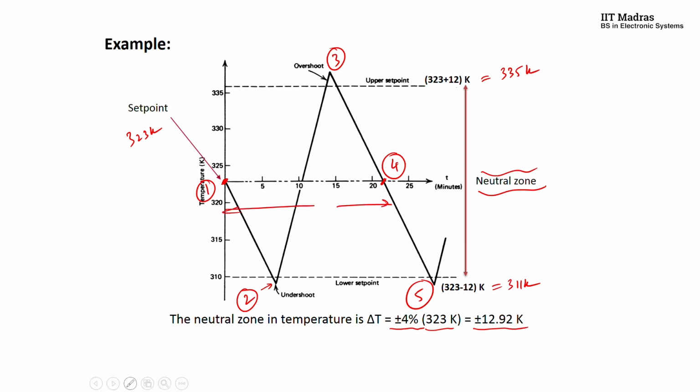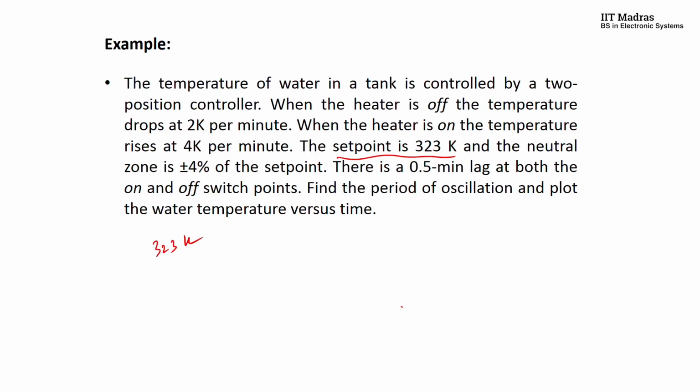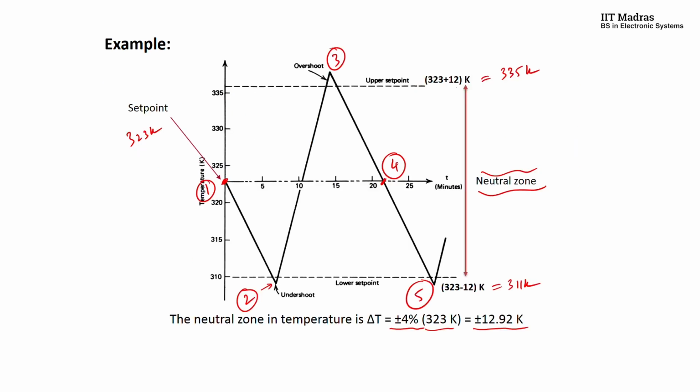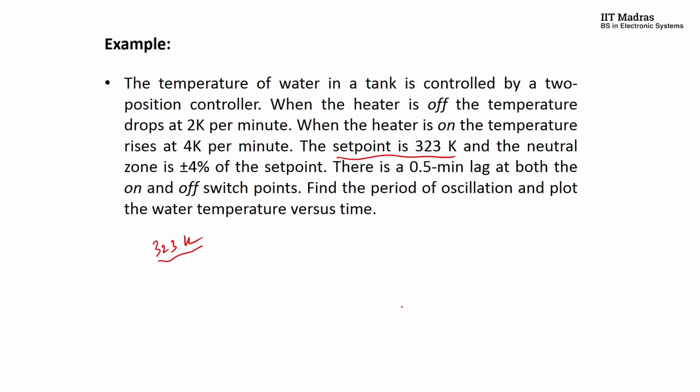That means this is the time period you want to find out. So for that, you can directly try to solve this problem like this. For example, you start at 323 Kelvin, which is at the set point, and that means this controller is not even on here. That means the water temperature would go down. So up to what point should it go down is the question now.